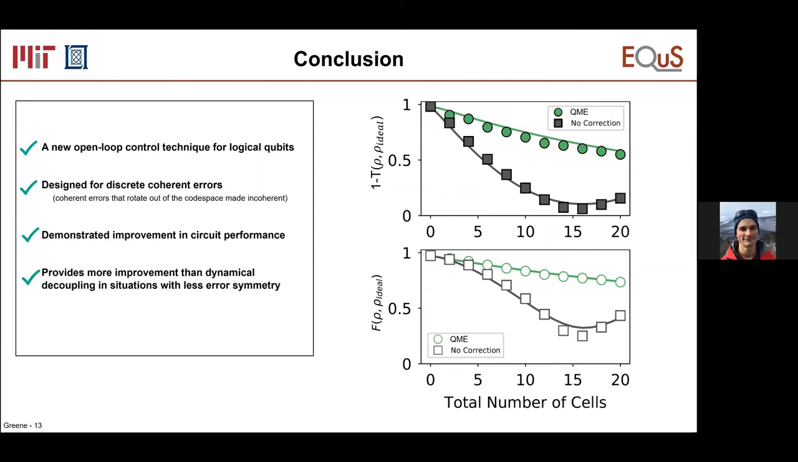Do you see this QME can be used for calibration as well? Because it seems that the improvement you get is only related to the amount of coherent error. So can you see using the same kind of techniques, but now for calibrating some non-trivial coherent errors in your system? Oh, I see. You're suggesting using it to discern whether errors are coming from coherent or incoherent errors, so you can fix the coherent errors. I had not thought of that, but that's a good idea. I think it could be used for that, yes.